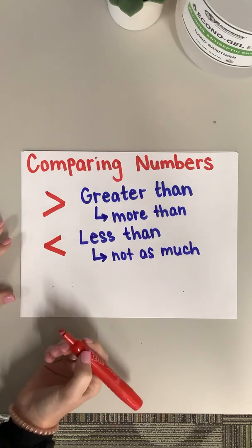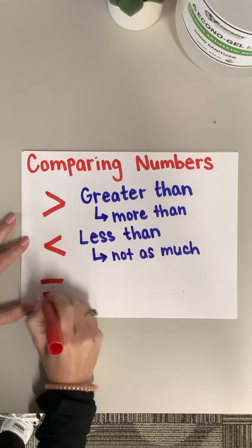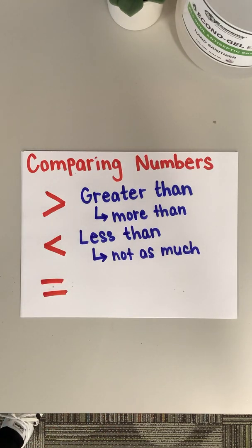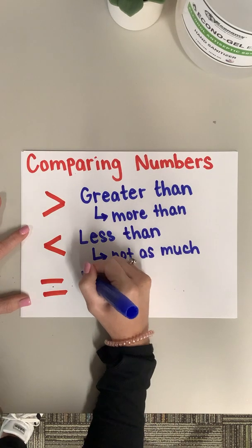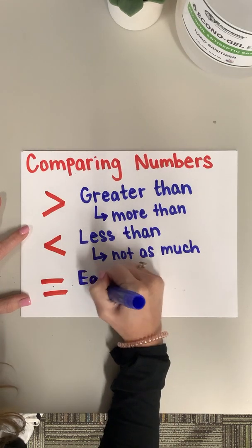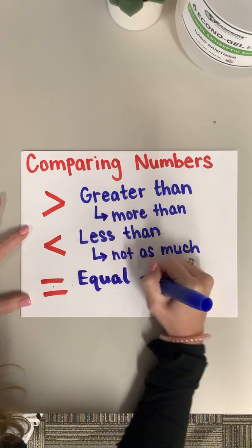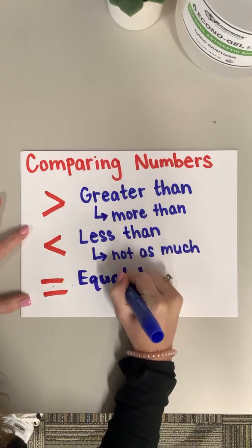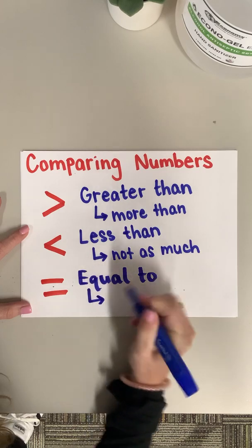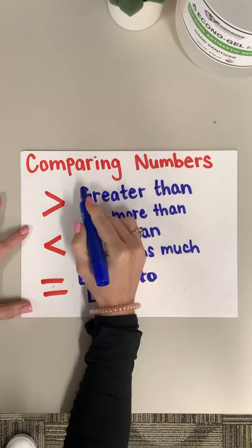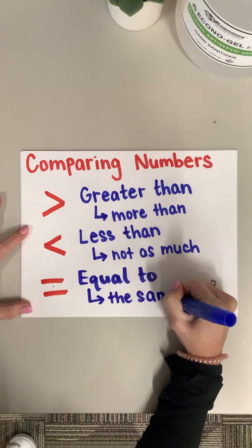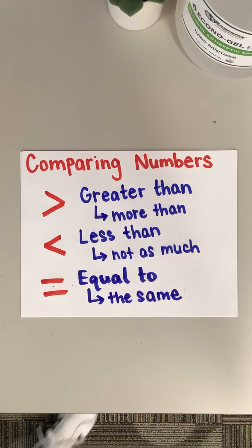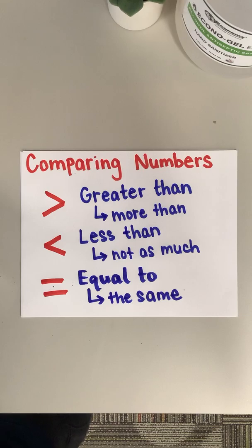Okay, there's one more sign. Can you remember it? What does that mean? Right, it means equal to. Equal to means that the two numbers that we're comparing are the same. Great job remembering.